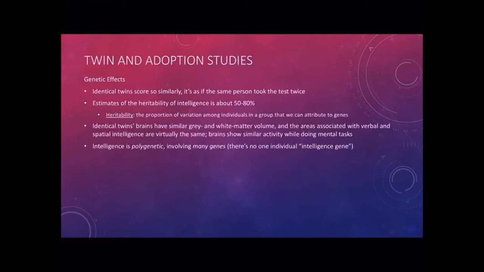And that's really kind of the most important stuff. Also know that intelligence is polygenetic, meaning that there are many genes involved in intelligence. We have not been able to isolate intelligence down to one gene or anything like that. That would be horribly simplistic.